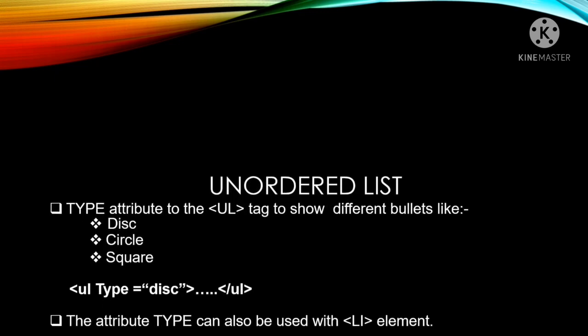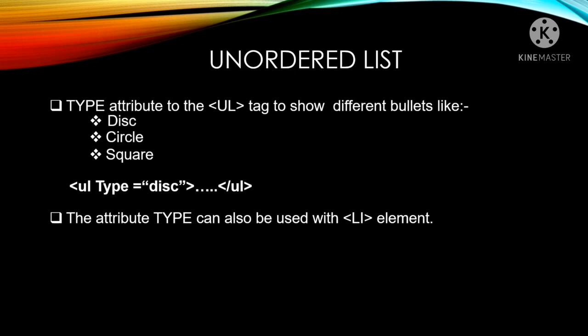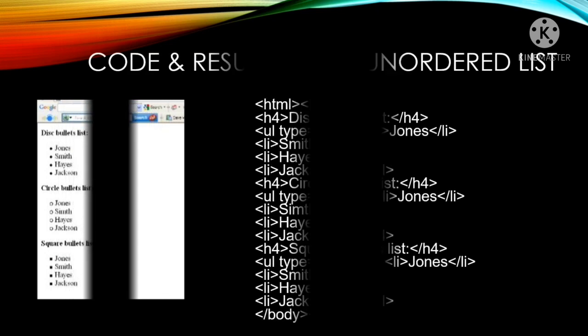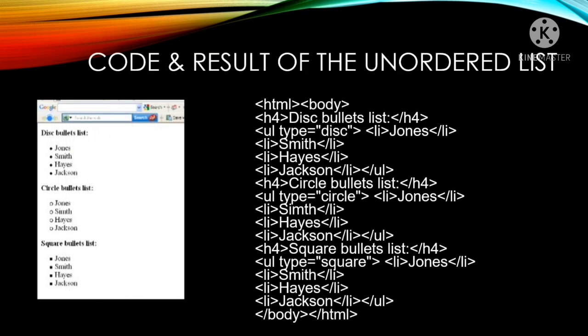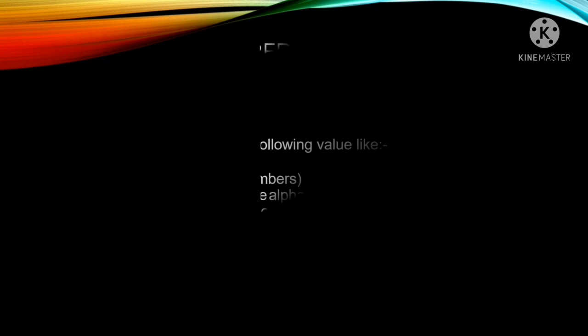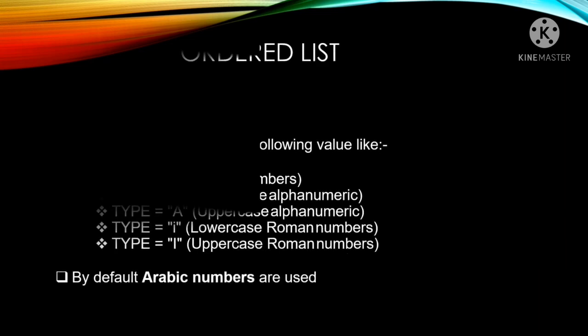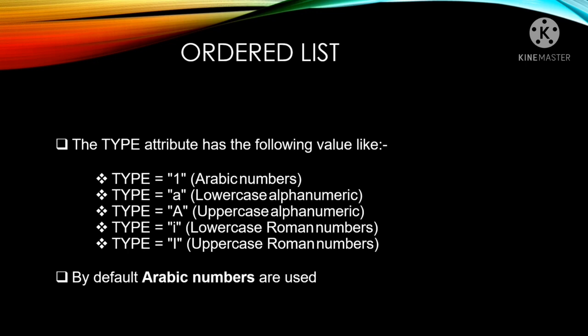In order to display different listed items with bullets, we use the type attribute to the UL tag. Here is an example of how to list items in an unordered list. The type attribute of the OL tag can list items using Arabic numbers, lowercase alphabets, uppercase alphabets, lowercase Roman numbers, or uppercase Roman numbers.